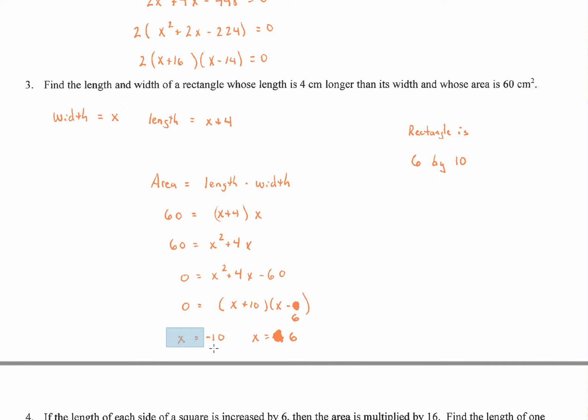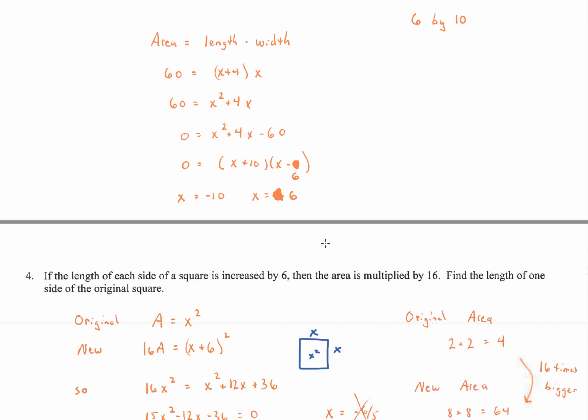This x equals 10 is silly. You can't have a negative length. And so then I use x equals 6. And if x equals 6, then I come back up here and I say, well, if x is 6, then the length is 10. And then boom, I can check my answer. Is this a rectangle that's got an area of 60? Yes. Is this a rectangle whose length is 4 bigger than the width? Yes. 10 is 4 bigger than 6.